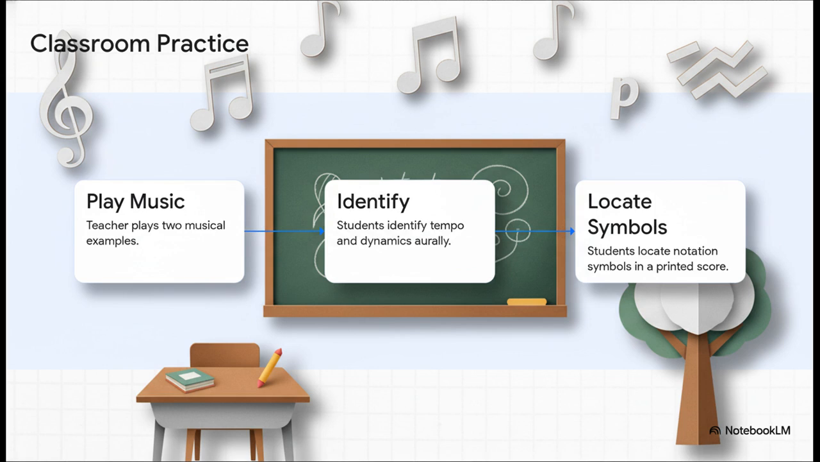Step 1, you play 2 contrasting musical examples for your class. Step 2, you ask the students to use their oral recognition to figure out which one has a faster tempo and which one has louder dynamics. And they do this entirely by ear at first. Then, step 3, you hand them a printed musical score and challenge them to find the exact notation symbols that match the fast speed and the loud volume they literally just heard.